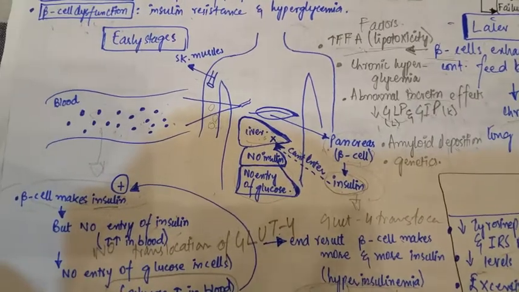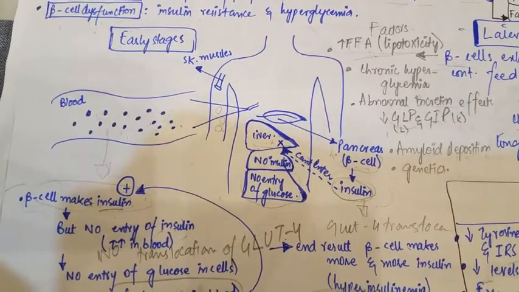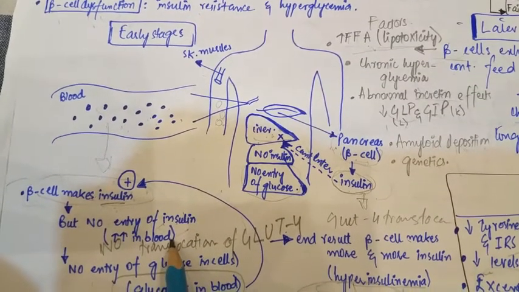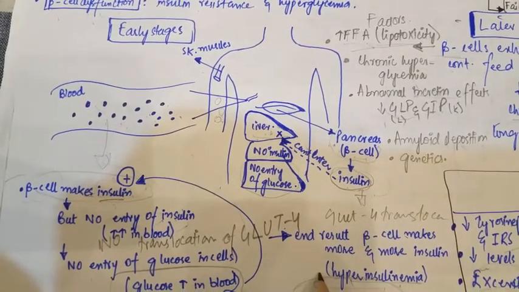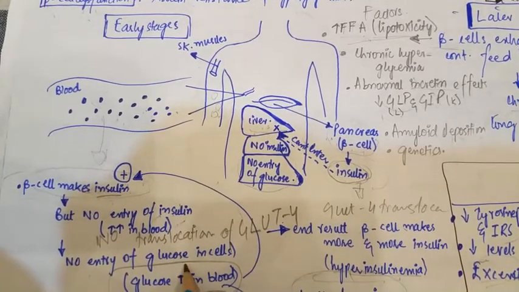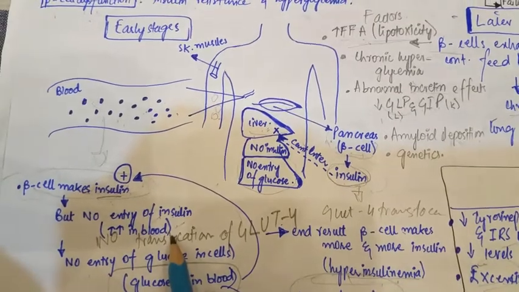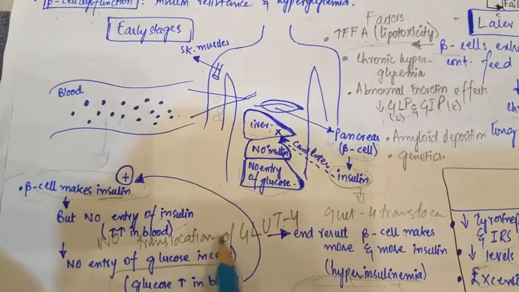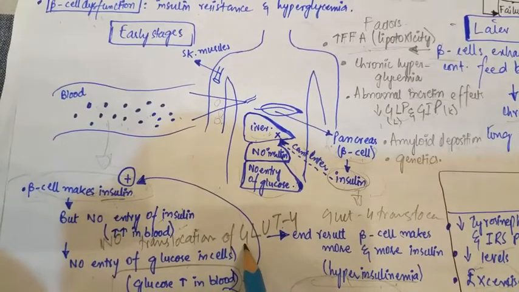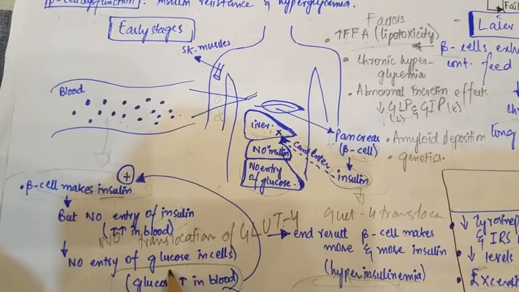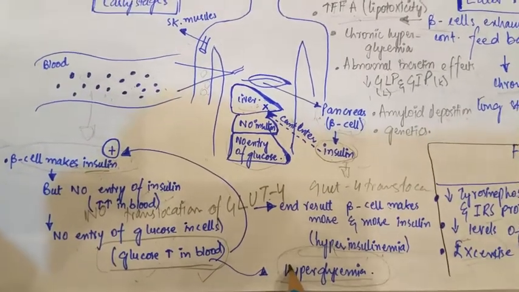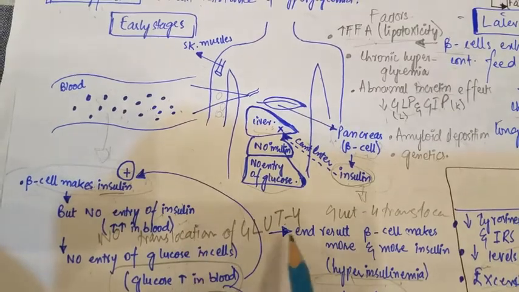When the beta cells make insulin but there is no entry of the insulin into the cell, the insulin remains in the blood, which leads to hyperinsulinemia. When the insulin cannot act on the cell, there is no entry of glucose into the cells, because what is the work of insulin? The work of insulin is the translocation of the GLUT4 receptor. When insulin cannot act, there is no translocation of the GLUT4 receptor. As a result, there is no entry of glucose in the cells. As a result, glucose levels increase in the blood, resulting in hyperglycemia, and insulin levels increase in the blood, hyperinsulinemia.